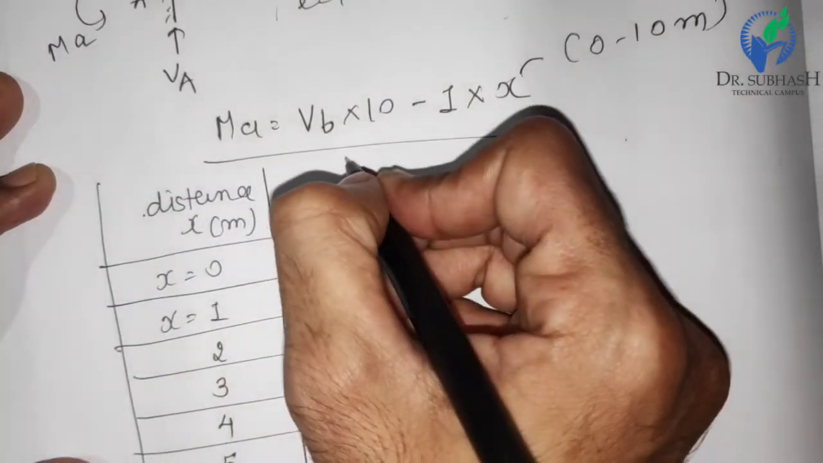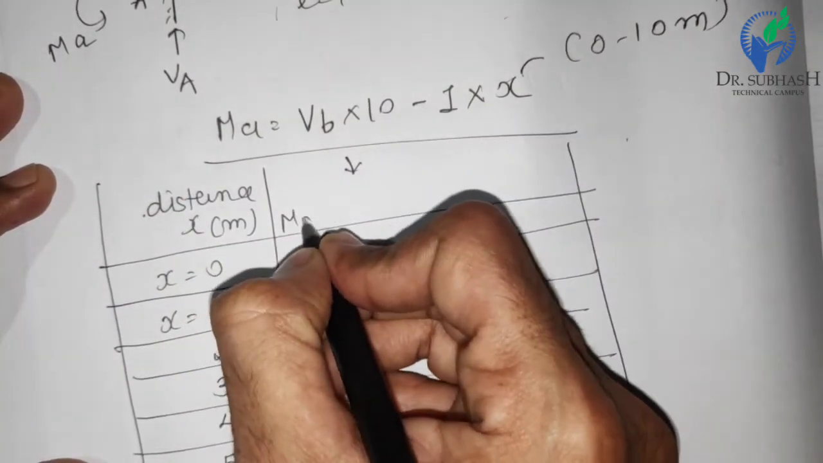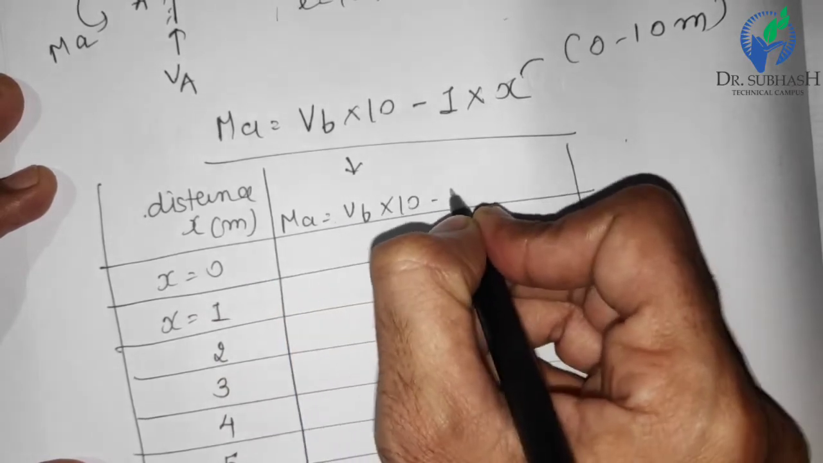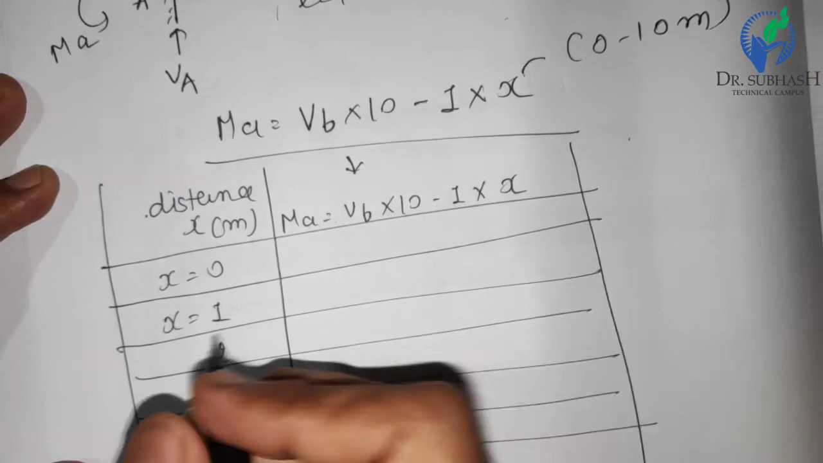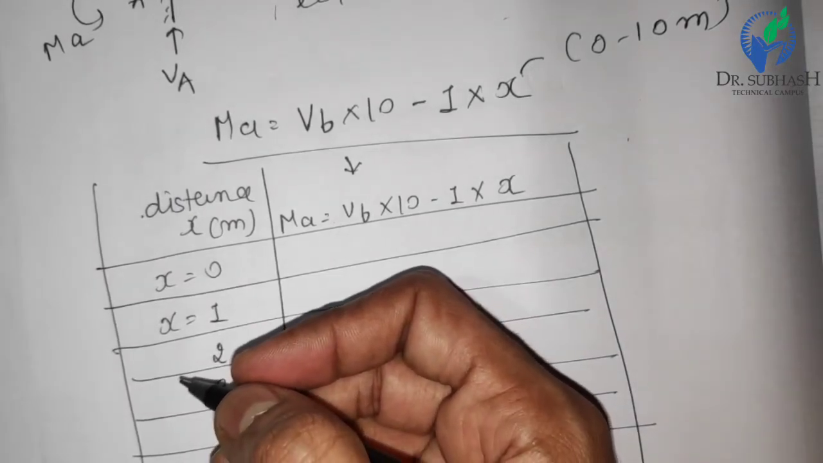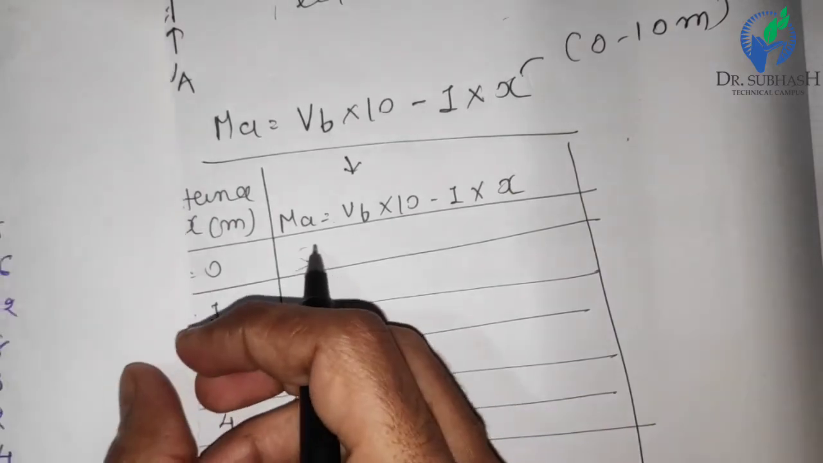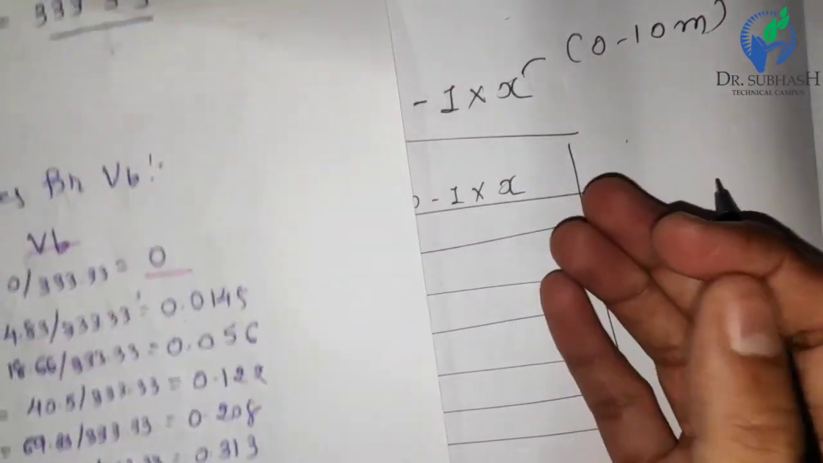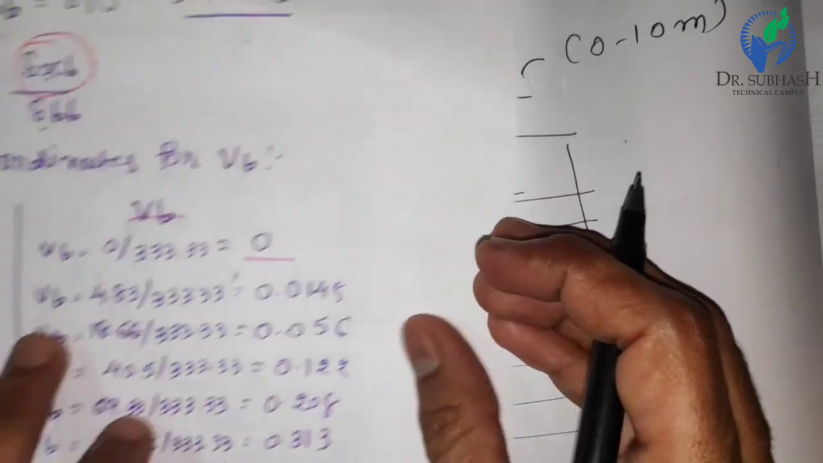Now this is our equation of MA. MA is equal to VB into 10 minus 1 into X. So in parallel I will show the value of VB over that. You can see that X is equal to 0.